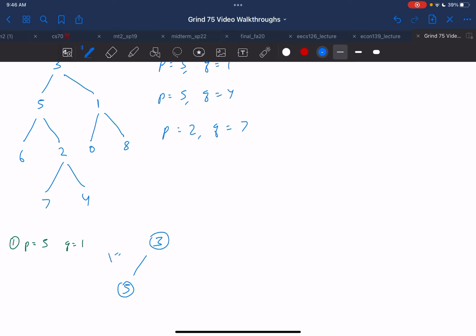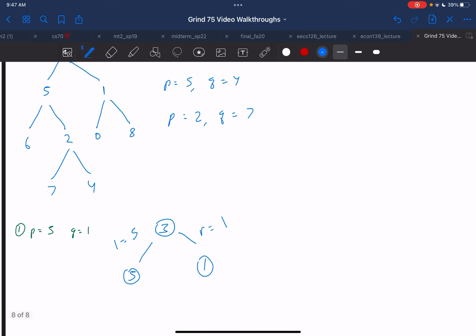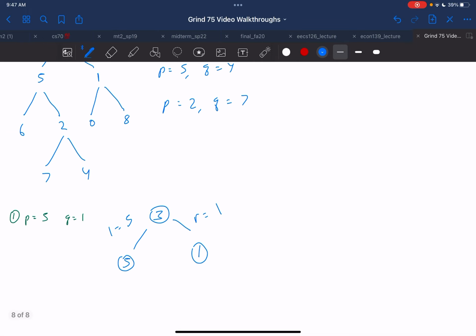So L equals 5, which is the return value from the left recursive call. Now we can make the right recursive call of 1, and we see that Q equals 1, so we return 1. Now we evaluate the values that we got back. Because both values were non-null, this means that our current node of 3 is the common ancestor, and we return 3.